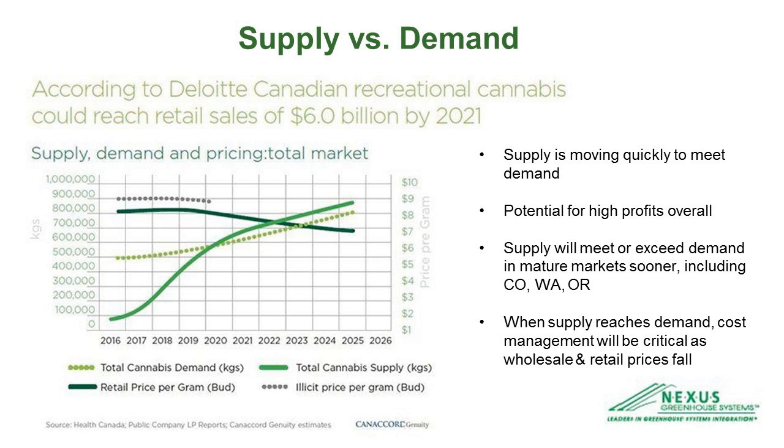And supply currently will meet or exceed demand in mature markets sooner, including Colorado, Washington, and Oregon, where there are mature recreational markets. But when supply does reach demand, cost management will be critical as wholesale and retail prices fall. I can't emphasize this enough.